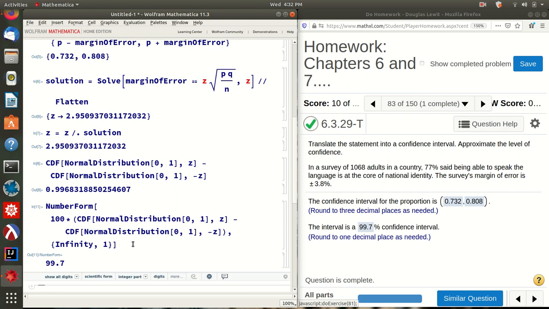Okay, so 99.7%, that's the percentage of confidence. I have a 99.7% confidence interval. Okay?